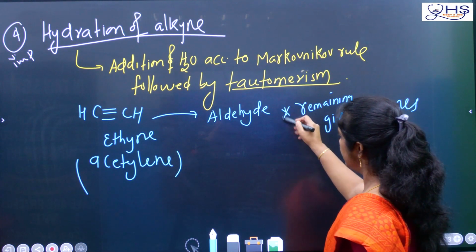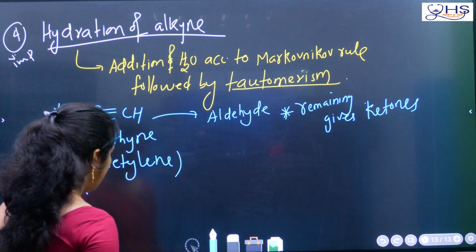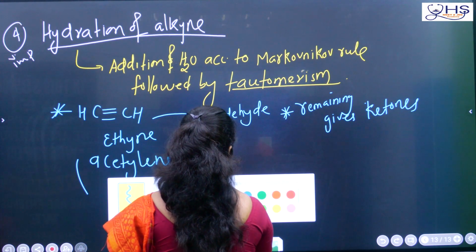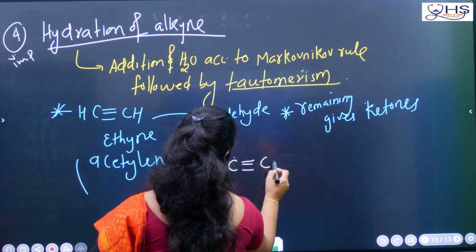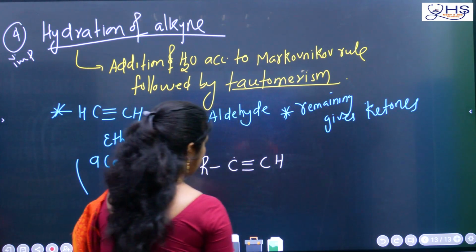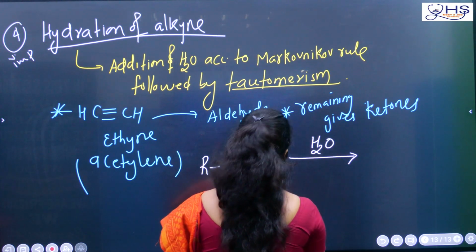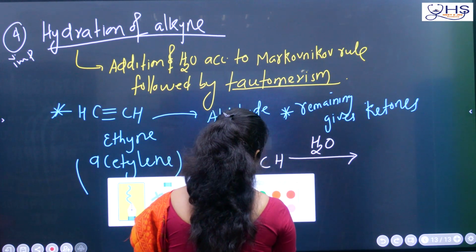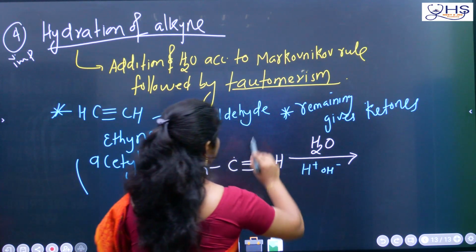So first alkyne will give you aldehyde, remaining alkynes will give you ketone. Now let's see how. I am taking one example, RC triple bond CH. This is my alkyne. What am I going to do? I am going to add water, according to Markovnikov rule. Water contains what? H plus, OH minus. Now what is the Markovnikov rule?